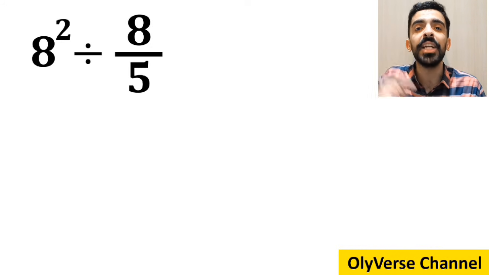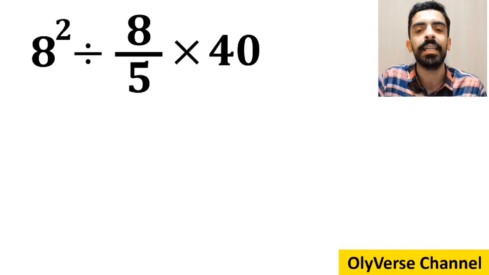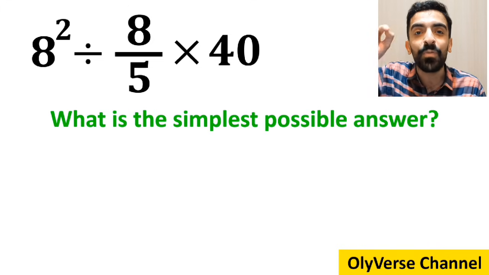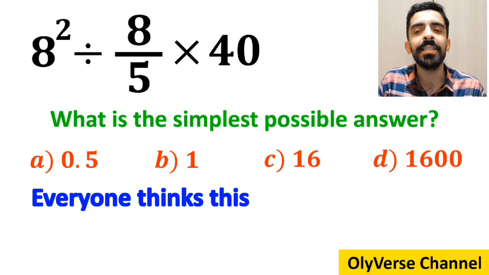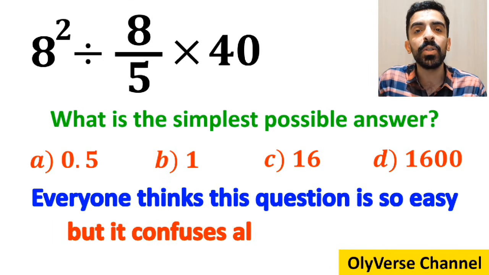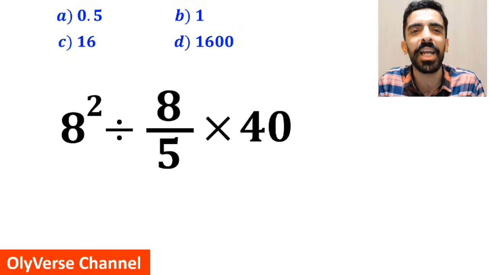If we have the expression 8 to the power of 2 divided by 8 over 5 multiplied by 40, then what is the simplest possible answer for this expression? Which option do you think is the correct answer to this question? Everyone thinks this question is so easy, but it confuses almost everyone. Let's dive in and break it down step by step together.